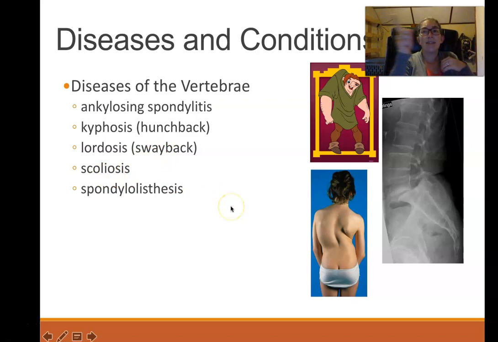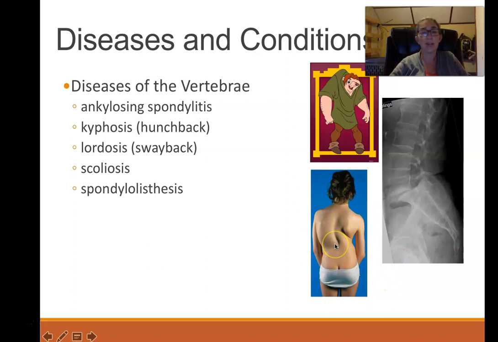Scoliosis is a left to right crookedness of the spine. So the spine normally is very straight. If we're looking from posterior, it goes straight down the center of the back. But if there's curvature to that, that's scoliosis. This is a particularly severe case of scoliosis here.